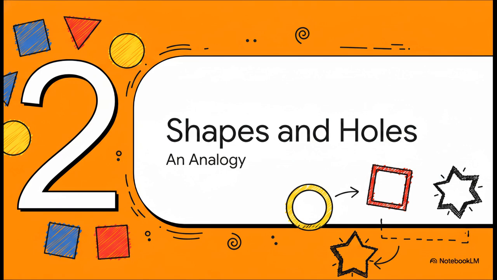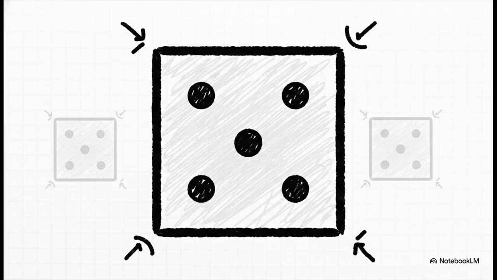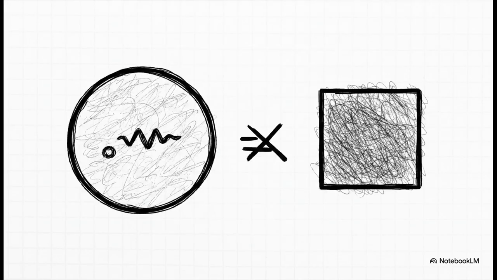Okay, so to really wrap our heads around this, let's use a super simple analogy. Let's forget about code for a minute and think about something much simpler: shapes and holes. Imagine that every single piece of data in your program has its own unique shape. Let's say a number, like the number 5, is a nice, solid, predictable square. And a piece of text, like the word hello, is a totally different shape. Let's call that one a circle. They're both really useful, but they are fundamentally different things.